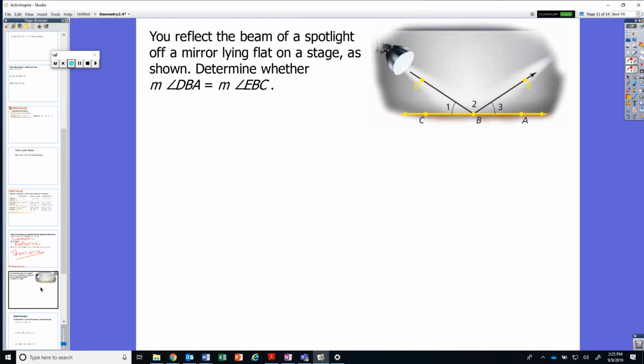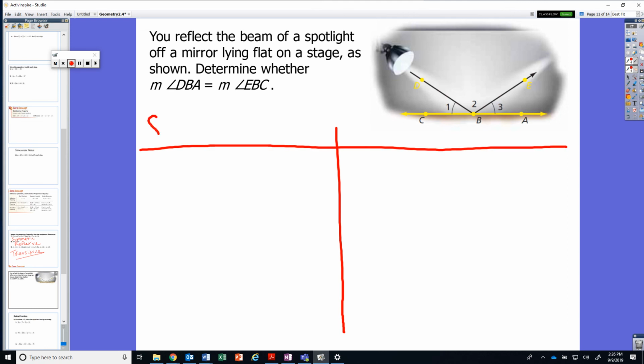And so we are going to prove that based on what is given to us in this diagram, in fact, the measure of angle DBA is equal to the measure of angle EBC. So we are going to do what we call a two-column proof. Again, you're going to get some more definitions on this, but a two-column proof puts the statements on the left-hand side and the right-hand side is our reasons for making the statement.